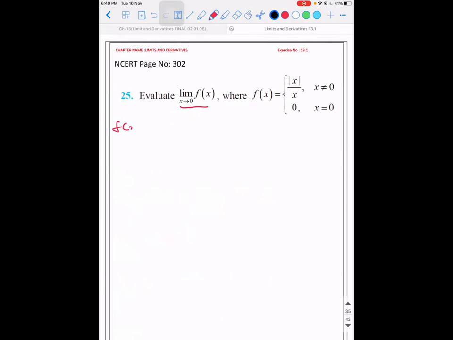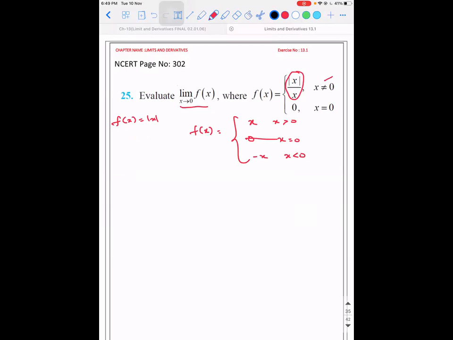So remember, mod x by x is also defined like this. See, if I give you f of x is equal to mod x, and I ask you to define it, how is it defined? Then f of x will be equal to x when x is greater than 0, 0 when x is equal to 0, minus x when x is less than 0. Accepted? Yes, sir.